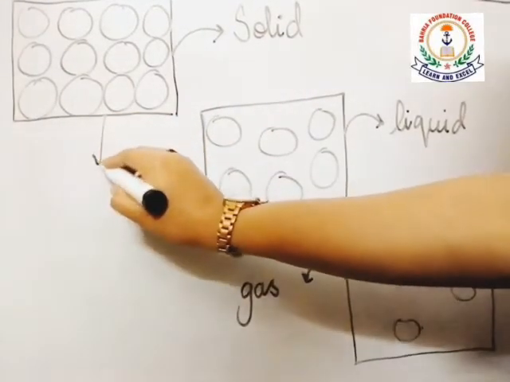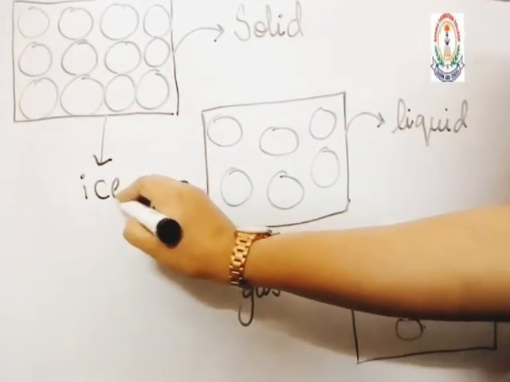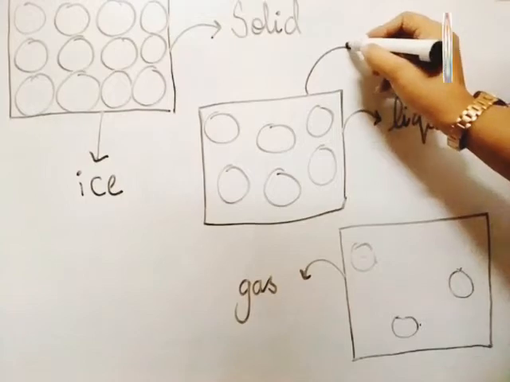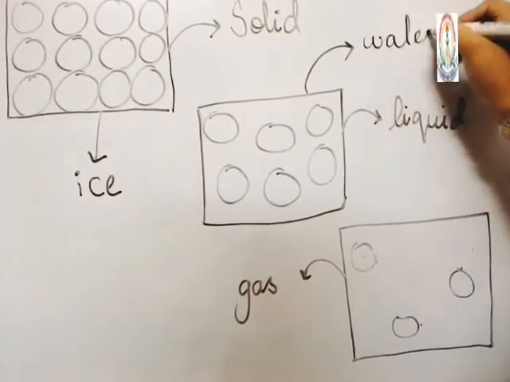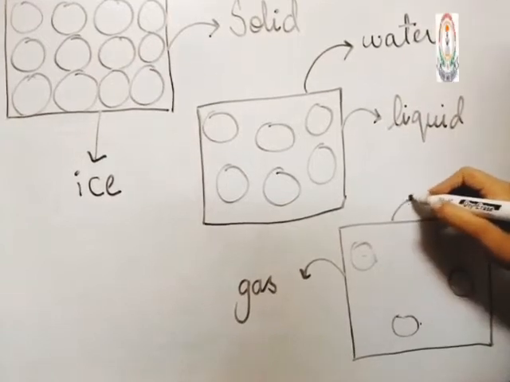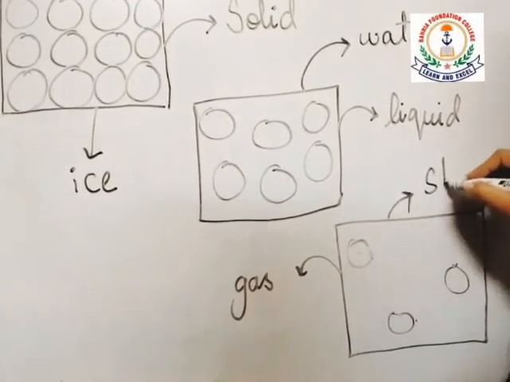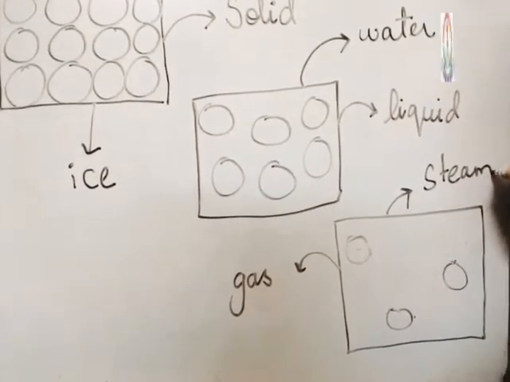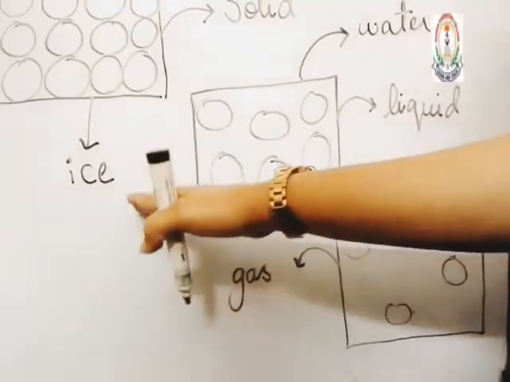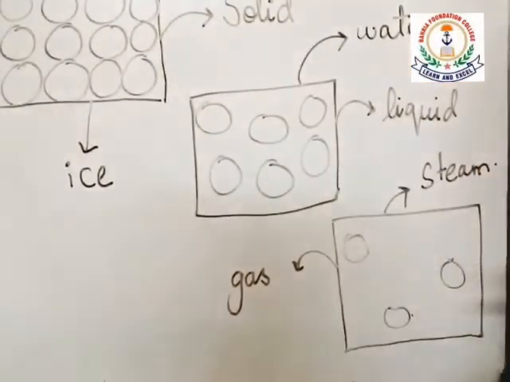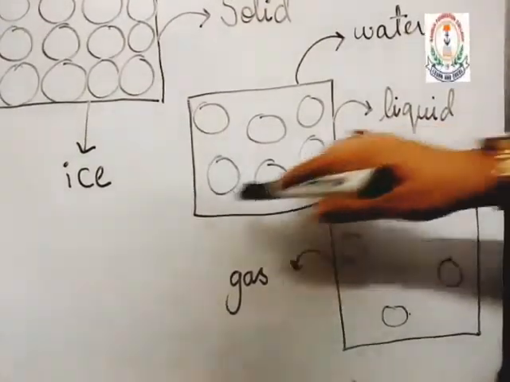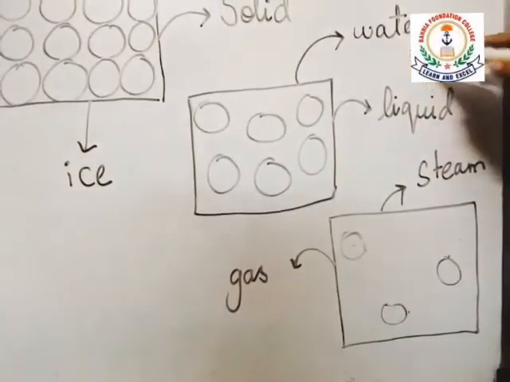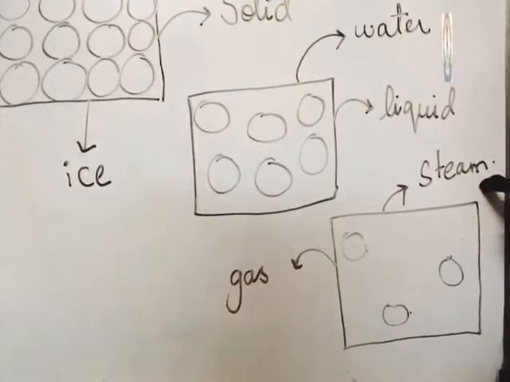The example of solid was ice, and we will take the same example for liquid and label it as water. And for the case of gas, we will take steam as an example. The substance is the same, but only the states are different. In the first state it is solid, then later it changes into liquid, and the gas is steam.